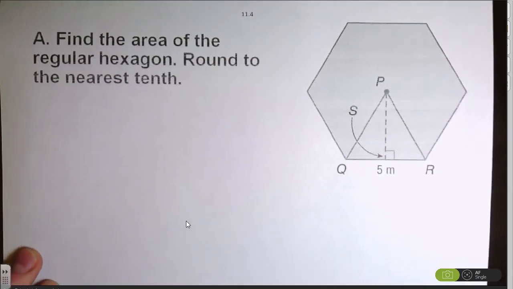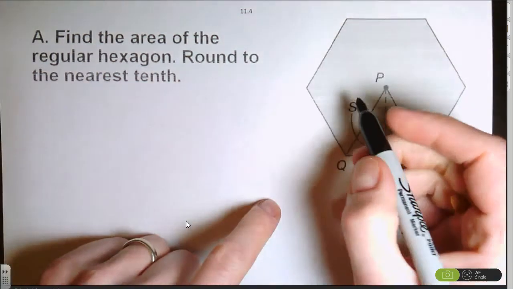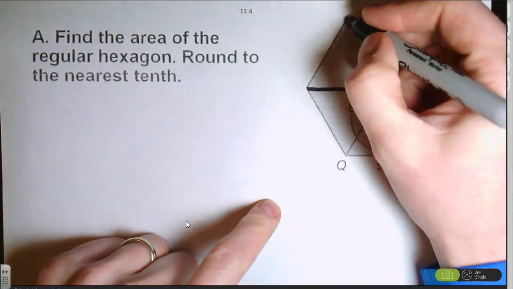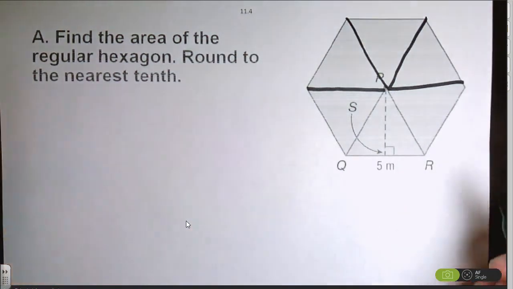The very first thing I want to do is find the 6 triangles. Again, I know the formula is 1/2 AP, but don't even worry about that. This is a hexagon. It's got 6 triangles. Now, some of you are going to say, I don't need to draw them all in. That's fine. I just always do it when I go through it in class.